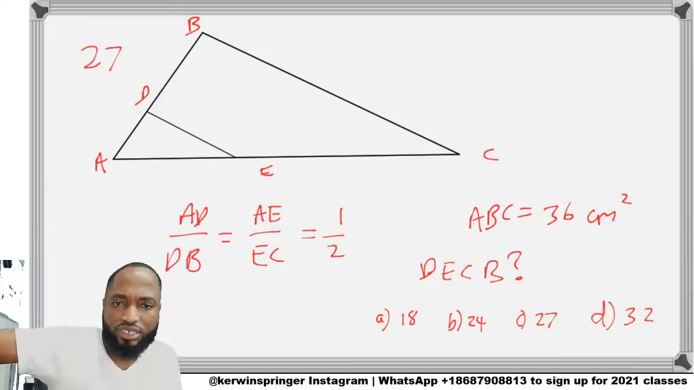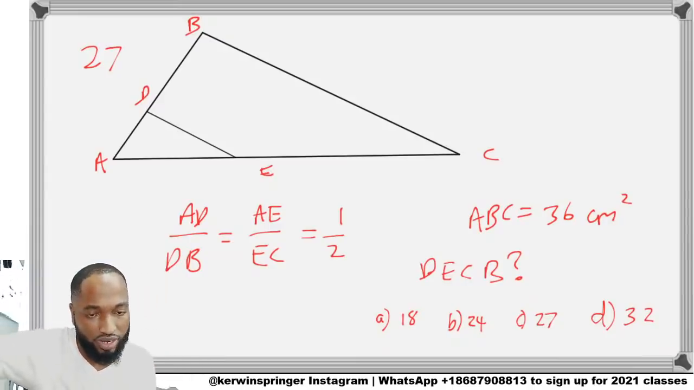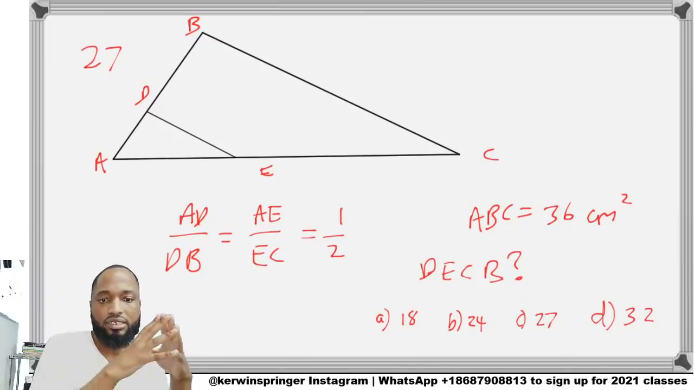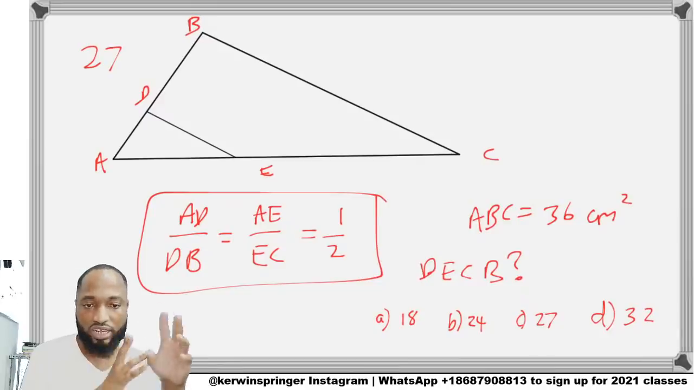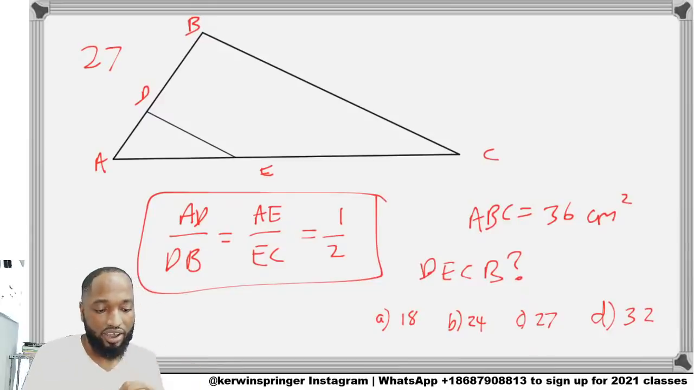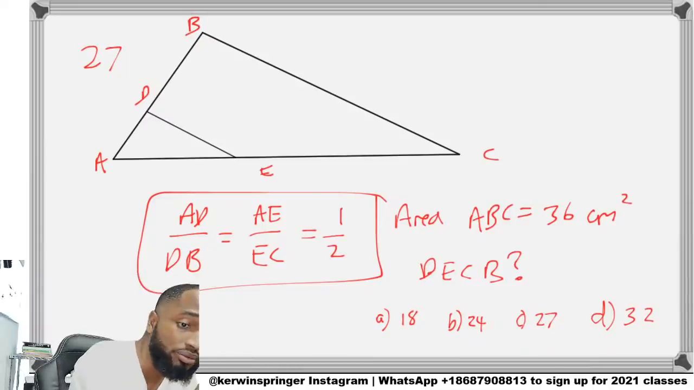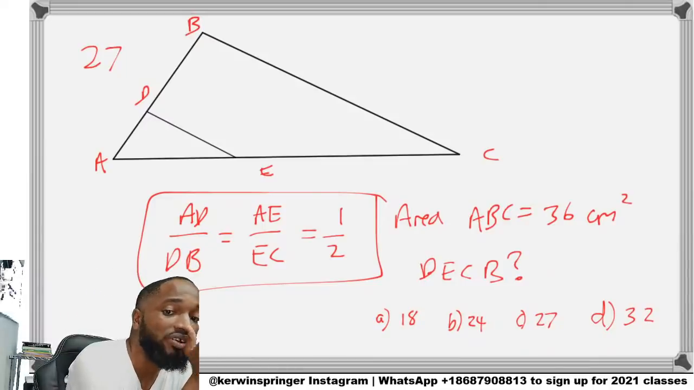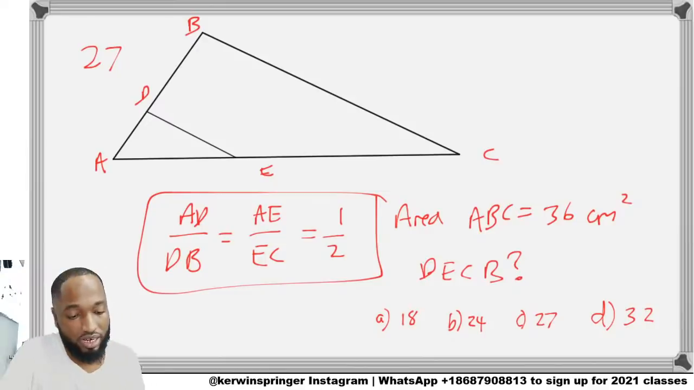So what is really going on in this question? Let me repeat, because right now if you're jumping in, you won't understand what we're trying to ask. You have a triangle and you know this ratio between the sides. The area of ABC is 36 cm squared, and you're trying to figure out the area of DECB.